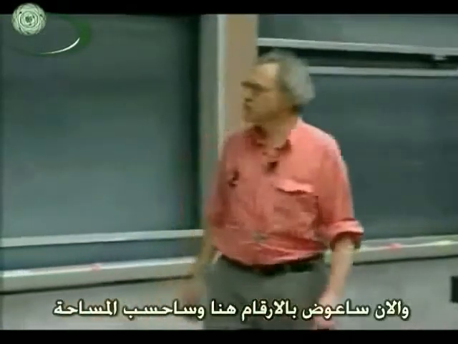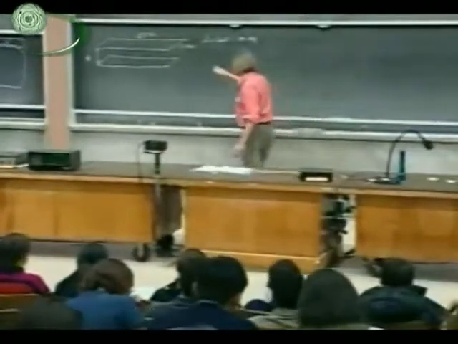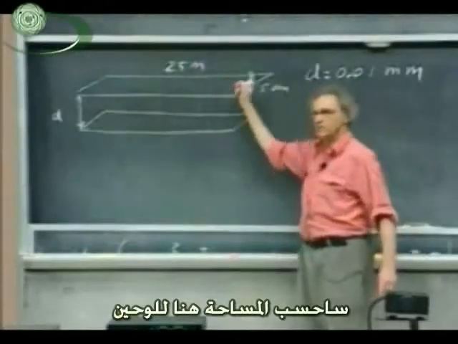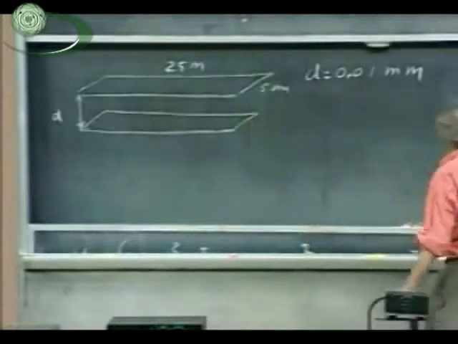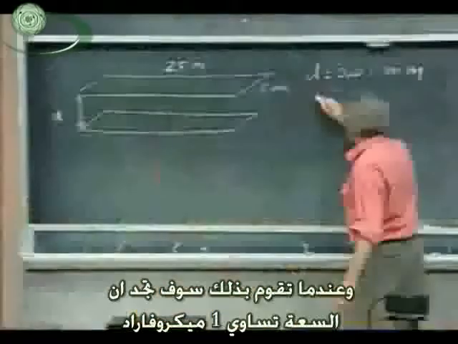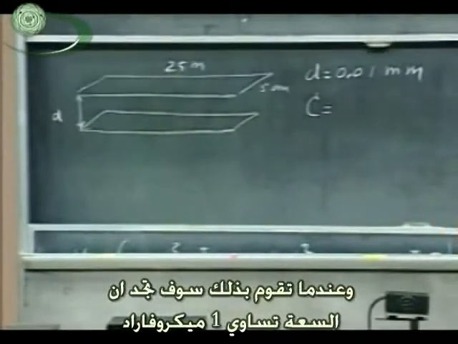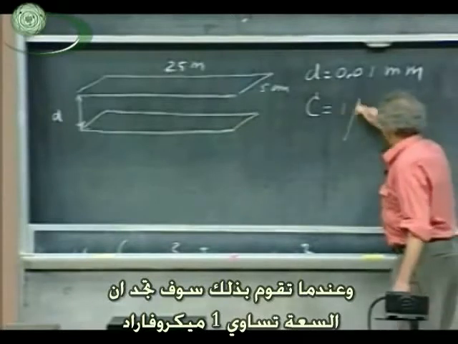So now I substitute the numbers in there. I can calculate the area. I have to calculate the area here for the plate in square meters, of course. Multiply by epsilon 0 and divide by d in meters. And when you do that, you find that the capacitance of this big monster is only 1 microfarad.